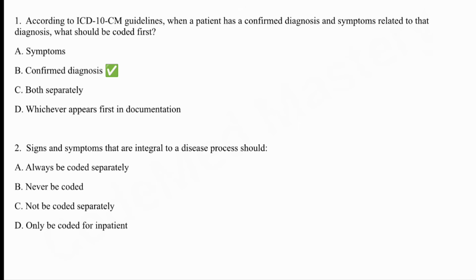Next question. Signs and symptoms that are integral to a disease process should option A, always be coded separately. Option B, never be coded. Option C, not be coded separately. And option D, only be coded for inpatient. This is similar to the first question.